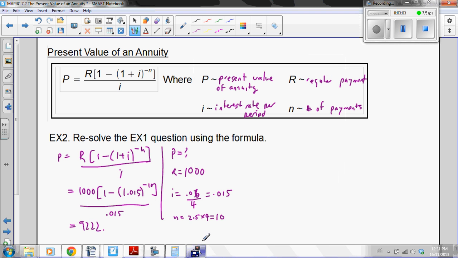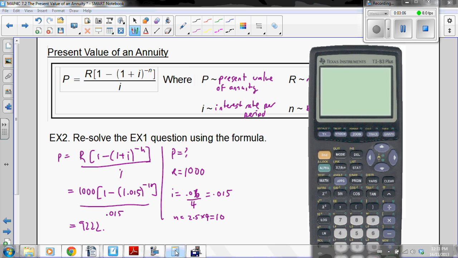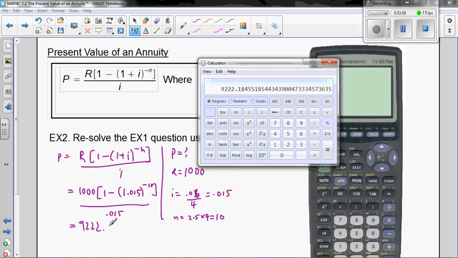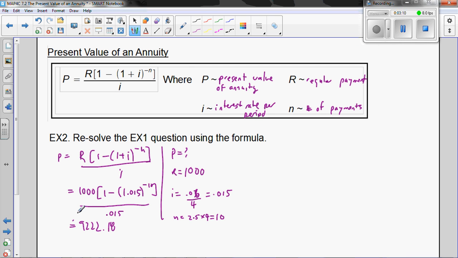9222 decimal, what was it? Oh, wrong calculator. 18. Just like on the graphing calculator. And so you say, well, I'd rather just use the graphing calculator, same as yesterday's stuff, really. And you need to be able to do both. You need to be able to use the formula and the graphing calculator. And that one's the formula.